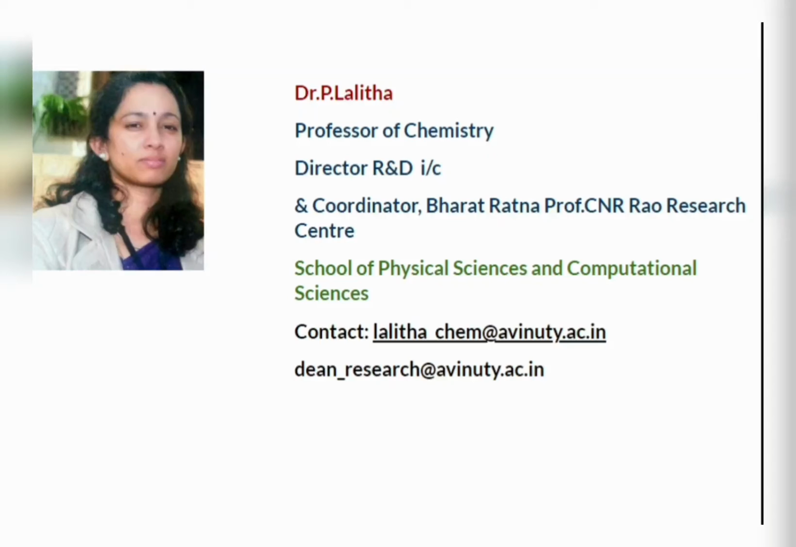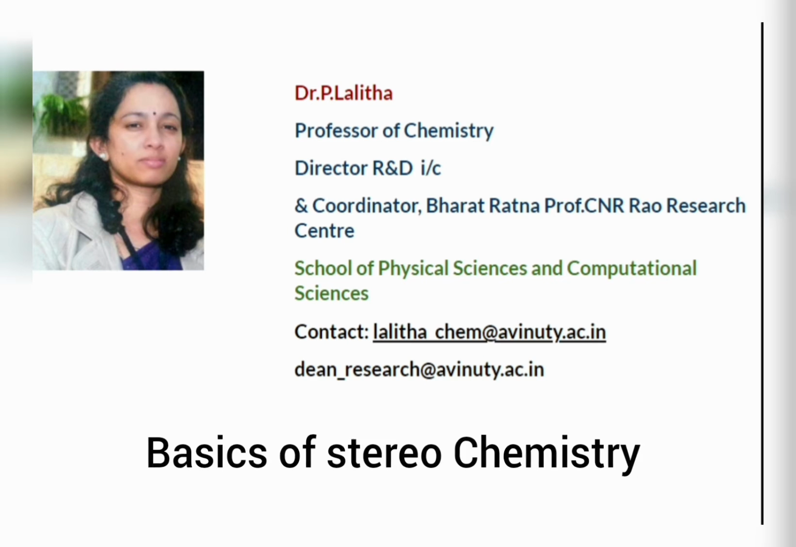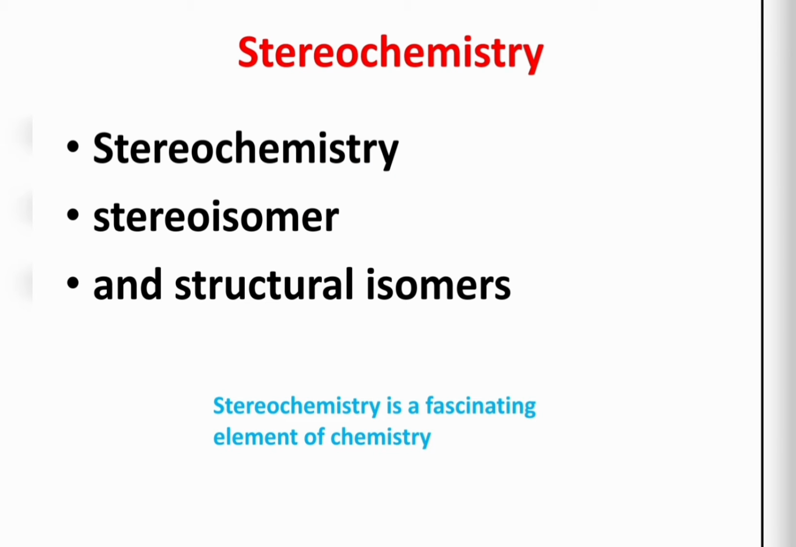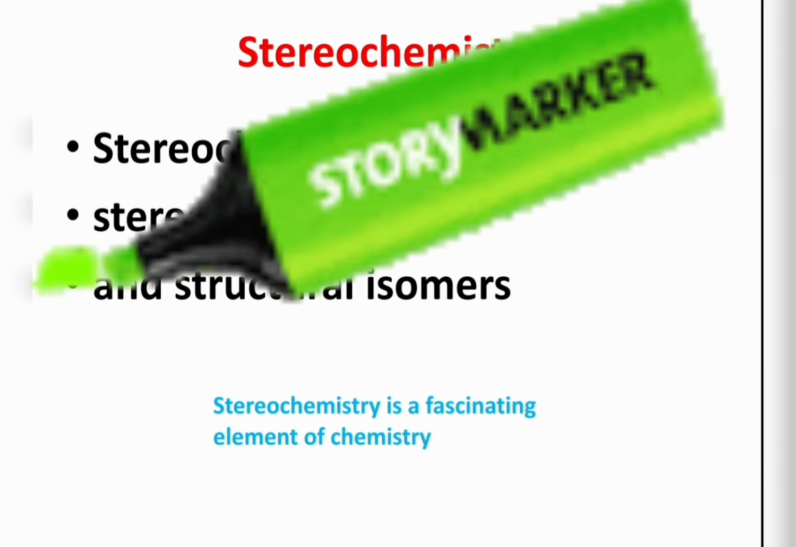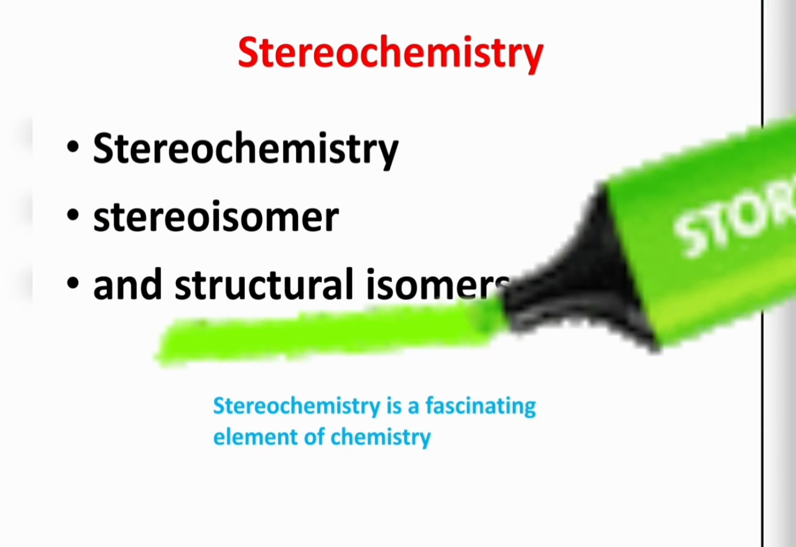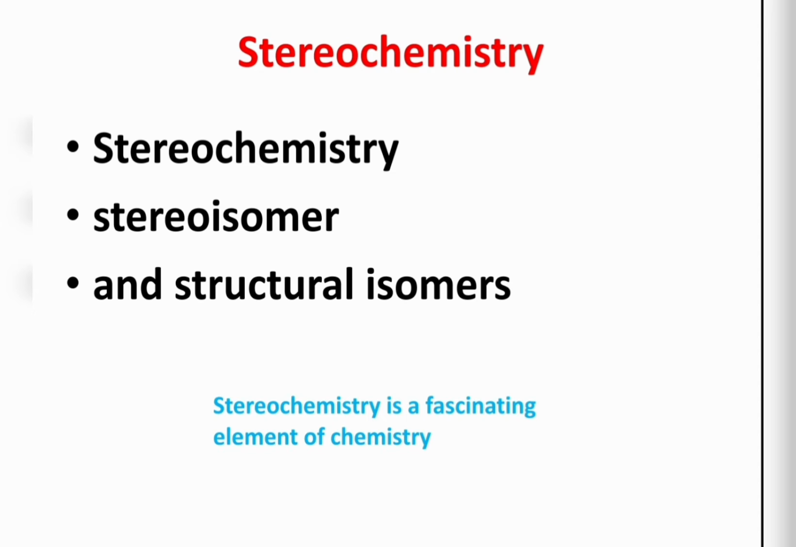Hello, everybody. In this podcast, we are going to see about the basics of stereochemistry. We shall get to know of the three terms in this podcast. Number one is stereochemistry, number two is stereoisomer, and number three is structural isomers. Stereochemistry, we can say, is a fascinating element of chemistry.